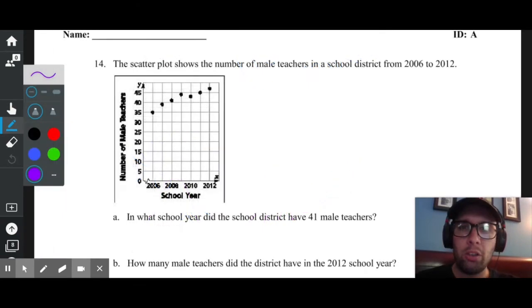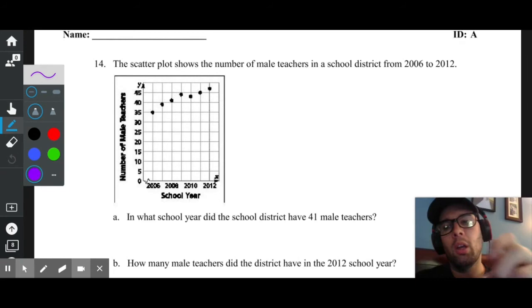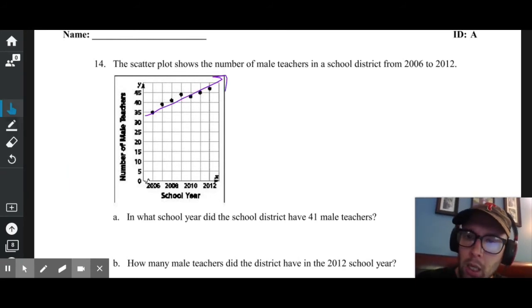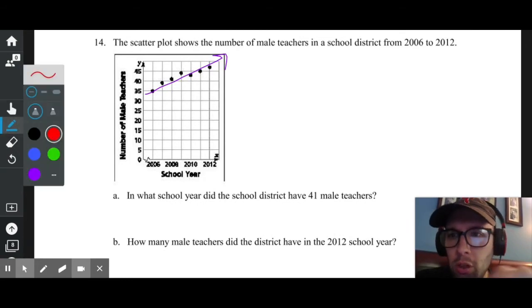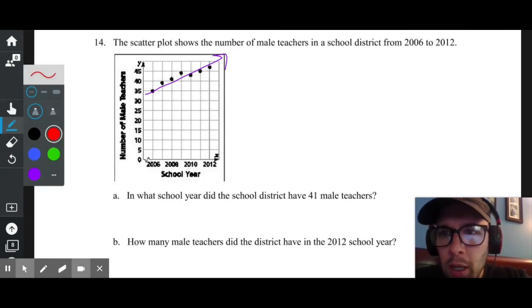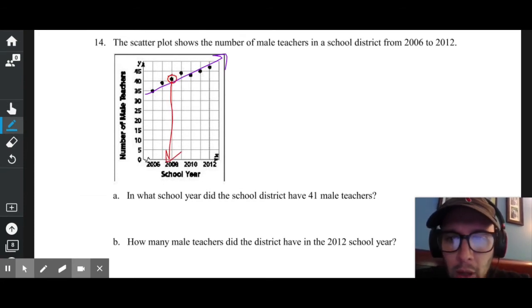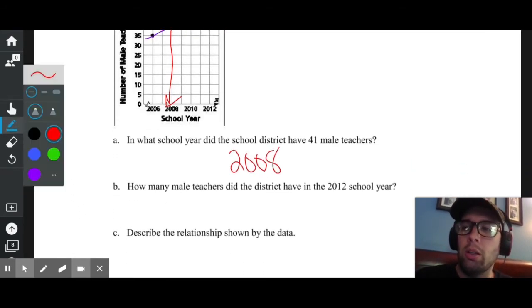Okay, the scatter plot shows the number of male teachers in a school district from 2006 to 2012. So we got ourselves a little positive correlation going on right there. In what year did the school district have 41 male teachers? Let me see. 41 male teachers seems to be that guy right there, which matches up with an ugly looking 2008. The year Barack Obama was elected as president.